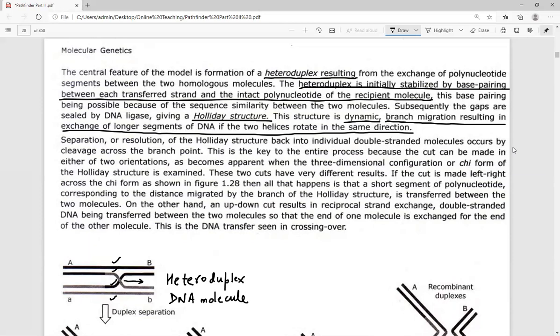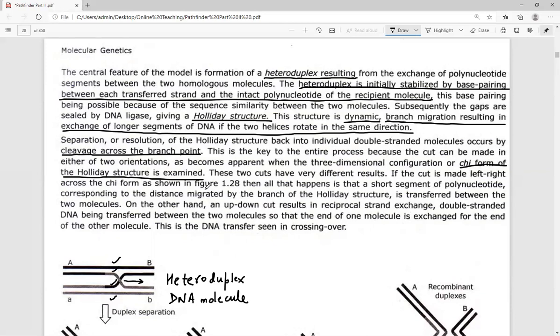There is a cleavage that will take place across the branch point. Now, where will the cleavage take place? The cleavage will take place at the branch point. This is the key to the entire process because the cut can be made in either of two orientations, either right to left or top to bottom, as becomes apparent when the three-dimensional structure or the chi form of the Holliday structure is examined. When you examine the chi site, you can see where the cut could be made. These two cuts have different results.